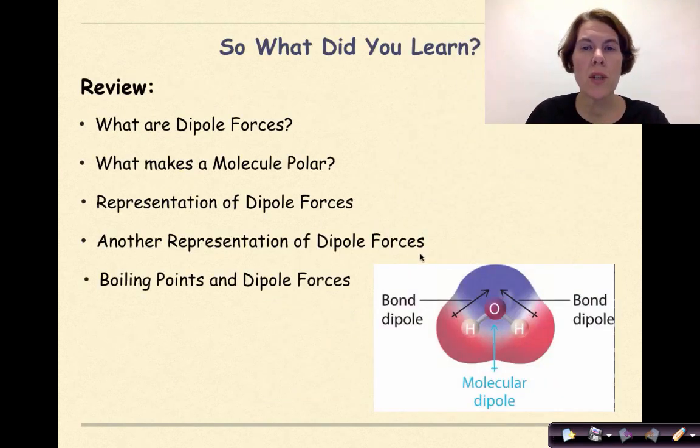So what did you learn in this tutorial? We went over what dipole forces are. We talked about what makes a molecule polar. We looked at a representation of a dipole force. We looked at another representation that involved dipole forces. And then finally, we talked about boiling points and dipole forces at the end.